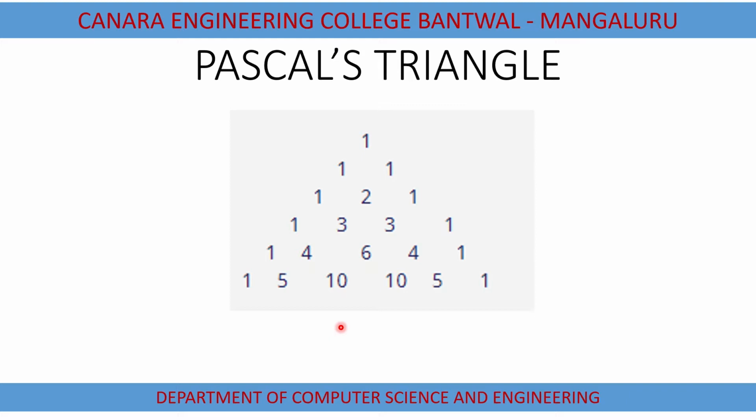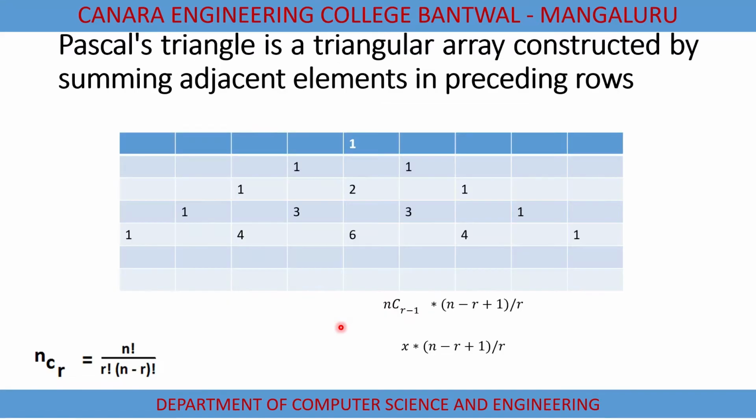In the first row it has got 1, in the second row it has got 1 1, and in the third row it has got 1 followed by 2. This 2 is generated just by adding the previous two ones, and then followed by 1 once again. In the fourth row again 1 followed by 3. The 3 is generated by adding 1 plus 2. Then the next 3 is generated by adding 2 plus 1, and then again 1.